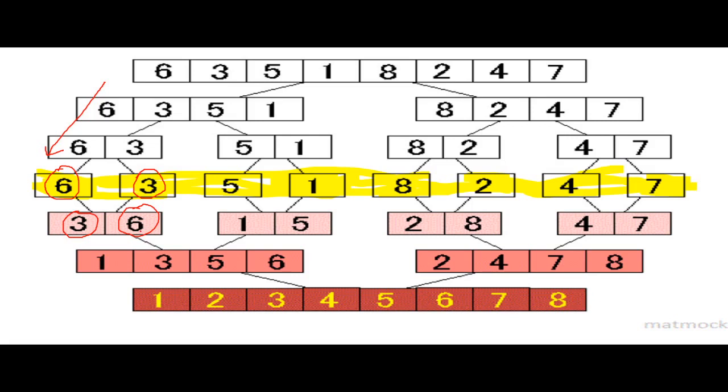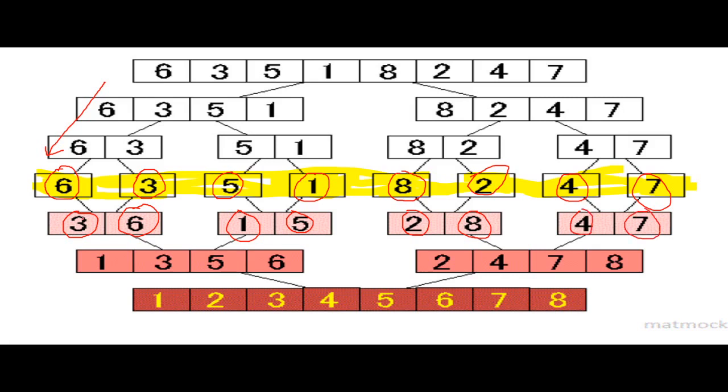The same rule follows for the following elements like 5 and 1. Before merging 5 and 1, we compare them and find that 1 is the smallest, so we keep it first, followed by 5. While comparing 8 and 2, we follow the same logic, hence 2 will be first and 8 will be added later. In case of 4 and 7, 4 is already smaller than 7, so we will add 4 first, followed by 7.